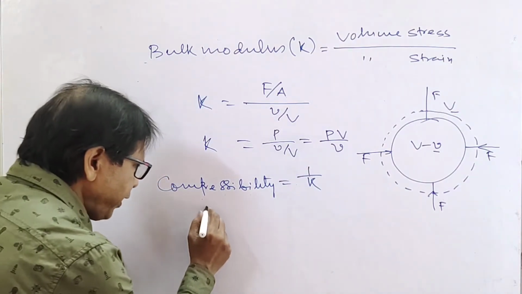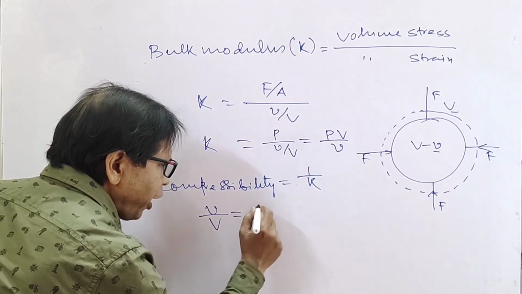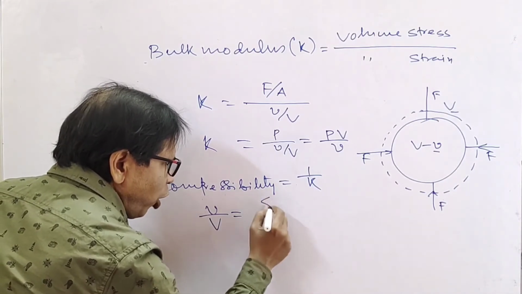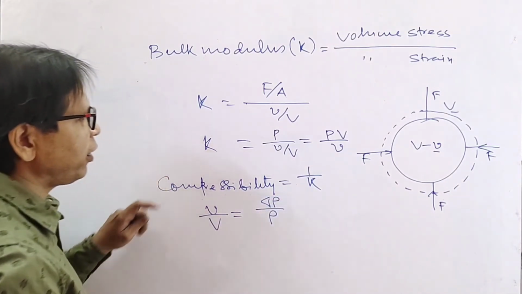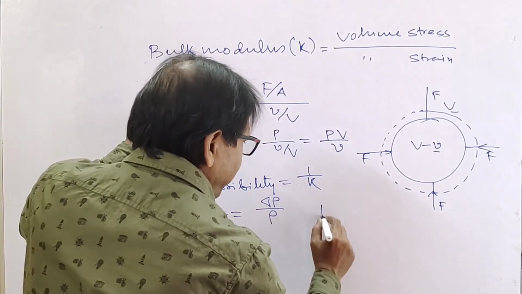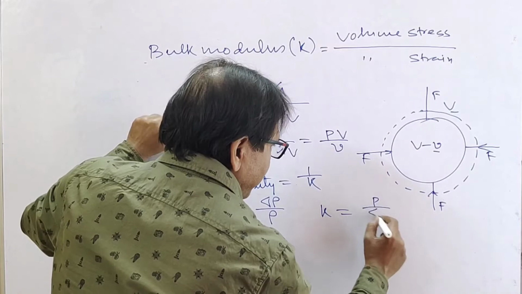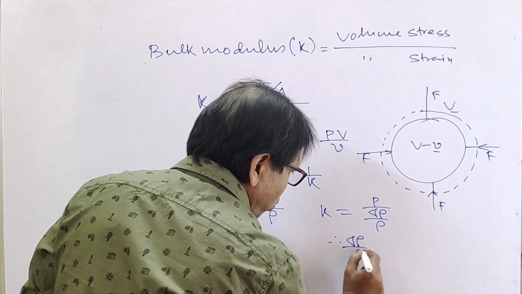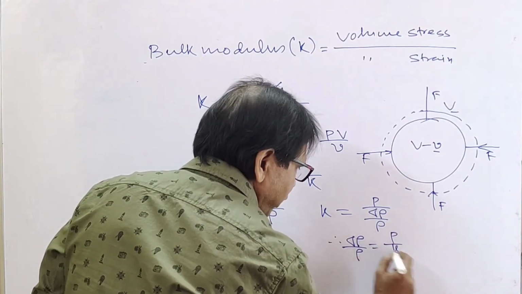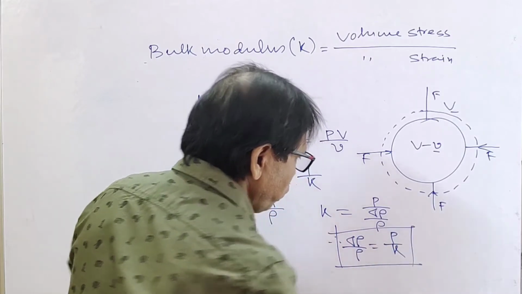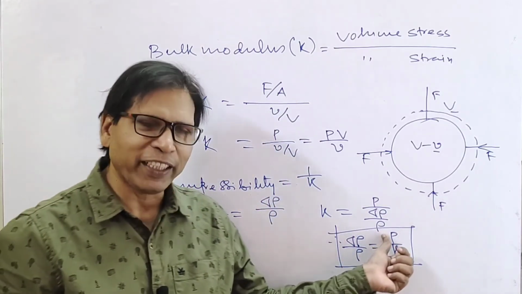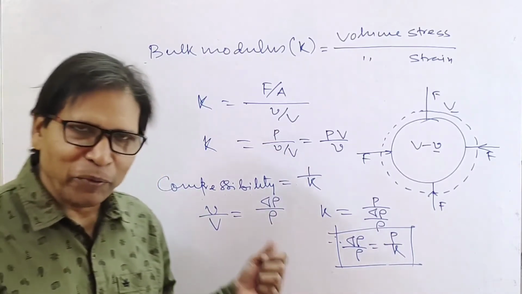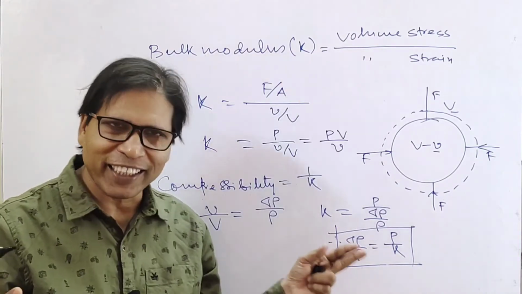Okay? Now, change of volume by original volume can be written as change of density divided by original density. So, look at this. K can be represented as K equals P divided by delta rho by rho. Therefore, delta rho by rho equals P by K, which is another relation between variation of density with pressure and bulk modulus. Okay? Now some numericals relating to bulk modulus K.